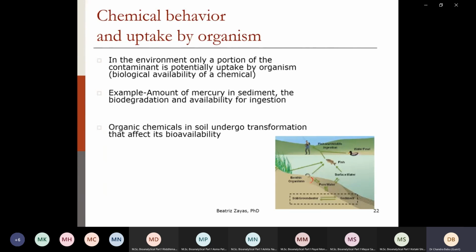First, there could be transformations in the environment. For example, the amount of mercury in sediment. In sediment, you'll have microorganisms that will degrade or biotransform the mercury, and it might not be available to be taken up by an organism. So it might be there, but it might not be as easy for an organism to uptake. The same happens with organic chemicals in soil that will be decomposed or biodegraded by other microorganisms, and might not be as available to be uptaken by us or other species.